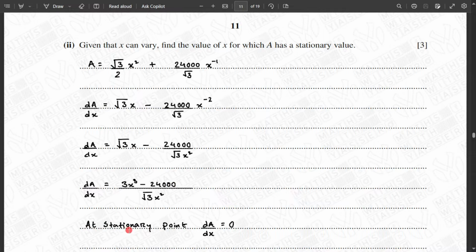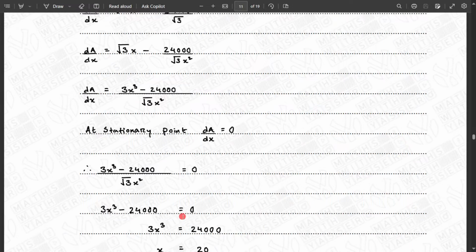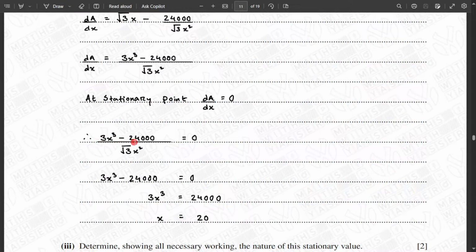Now, at stationary point, we know that dA by dx should be 0. That means 3x cubed minus 24,000 over root 3 x squared is equal to 0. So cross multiplying it will give us 3x cubed minus 24,000 equals 0. Or we can say 3x cubed is equal to 24,000. Therefore, x should be 20.